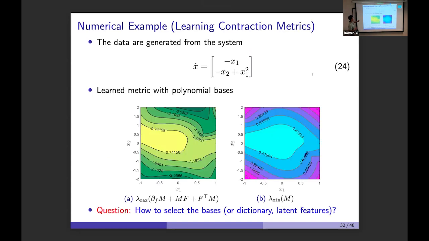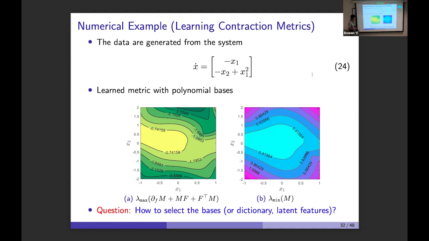Okay, so here is a very simple numerical example. We come back to the two-dimensional system again. If we have the trajectory at time k and the time derivative x_k dot, we can learn the metric with the polynomial basis. And here's the result. We verify that the obtained contraction metric M satisfies the positive definite condition in this area. This is the minimal part of the real part of the matrix M, which is always positive. And the contraction condition is also satisfied, that this is negative definite.